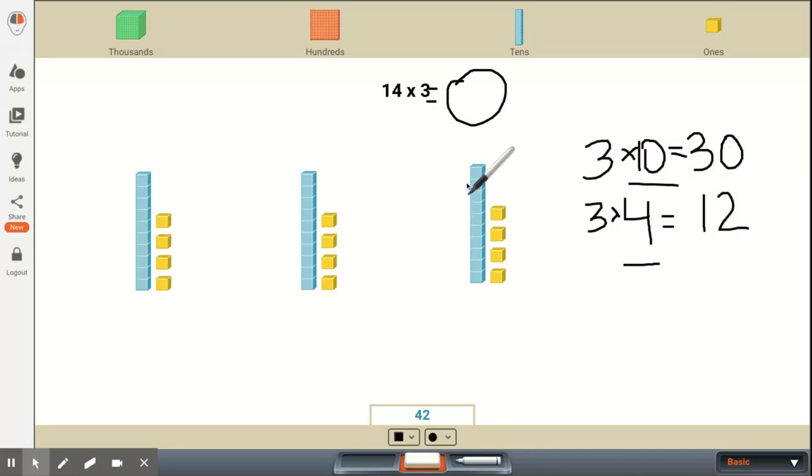And since I broke them apart to make multiplication easier, I'm going to add them back together to get my final product. 2 and 0 is 2. 30 and 10 is 40. So my final product is 42. So now I know 14 times 3 is 42.